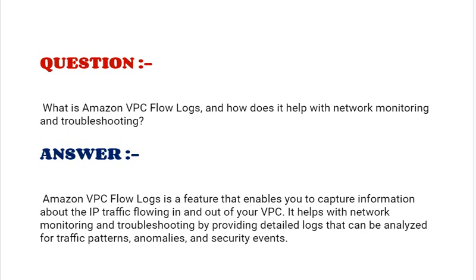Our next interview question is: what are Amazon VPC Flow Logs, and how do they help with network monitoring and troubleshooting? Your answer should be: Amazon VPC Flow Logs is a feature that enables you to capture information about the IP traffic flowing in and out of your VPC. It helps with network monitoring and troubleshooting by providing detailed logs that can be analyzed for traffic patterns, anomalies, and security events.